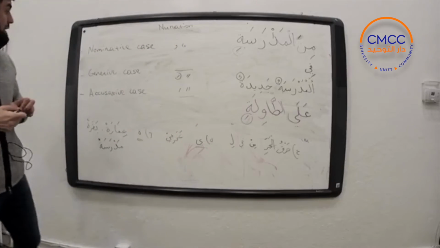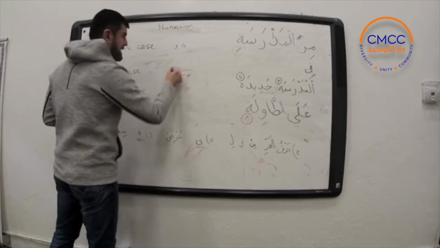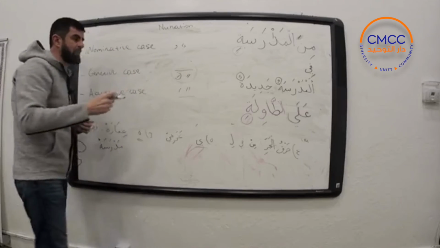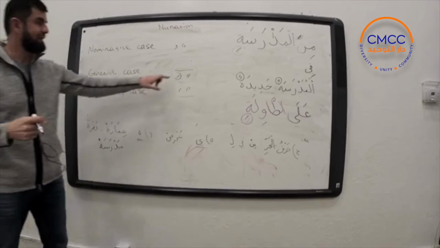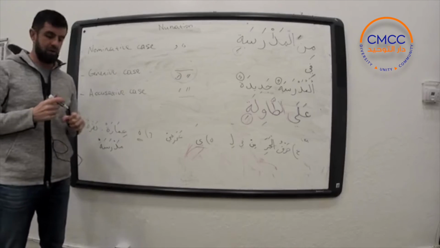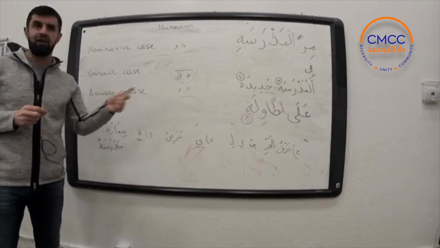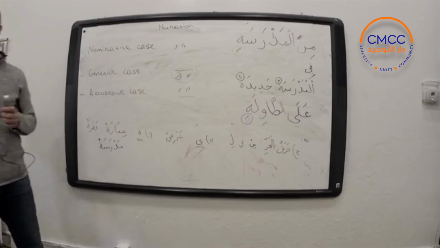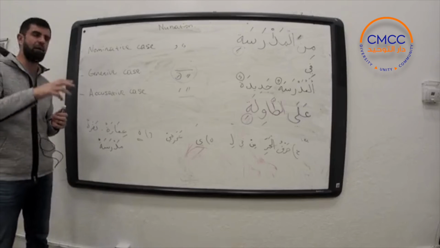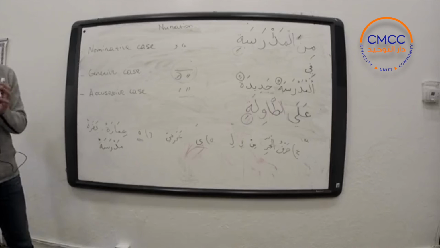So, talking about the genitive case, the reasons why an ism can be in -in or to have a kasra. The first reason we mentioned is the preposition, right? And there is a second reason, but I won't go into details because it's a little bit of a difficult case.